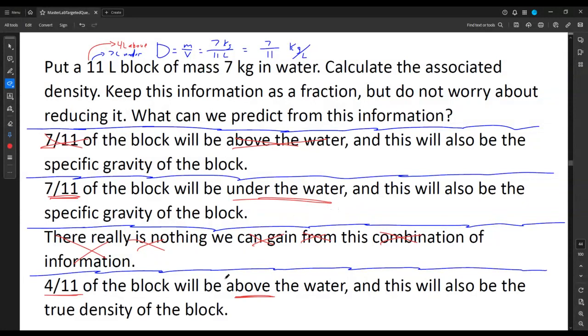Okay, then this last one doesn't make sense because even though the 4/11ths of the block being above the water is something that we determined, that's not the actual density of the block. The density of the block is 7/11.